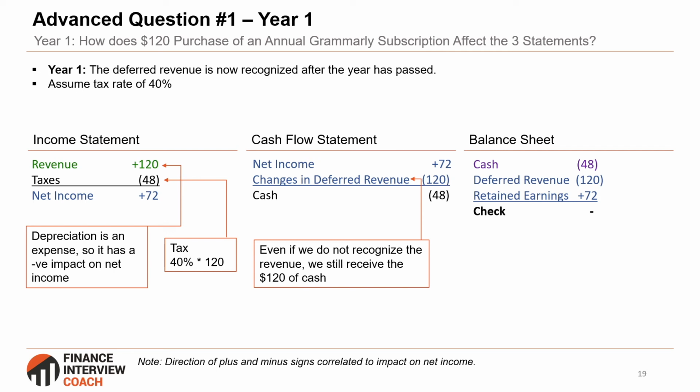In the deferred revenue, you'll see that we're down by 120. So this deferred revenue account, which is a liability account, started at 120 in year zero. Now it's declining by 120, so back to where it was before the subscription. And that's to represent the fact that the revenue has been earned now, and it's no longer a liability. We've already delivered the service. Finally, retained earnings is simply connected to net income, so it's up by 72.